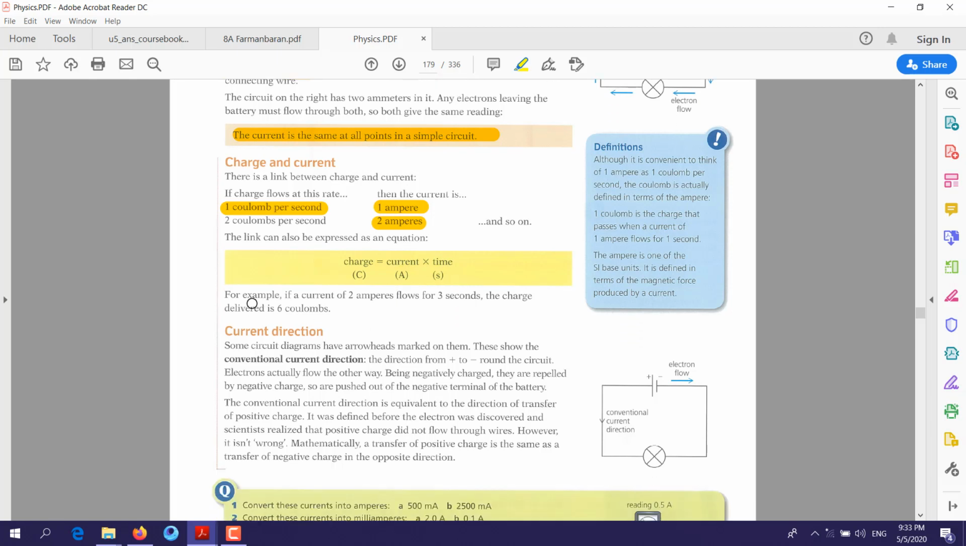For example, here we have this example. If a current of 2 amperes flows for 3 seconds, the charge delivered will be how much?